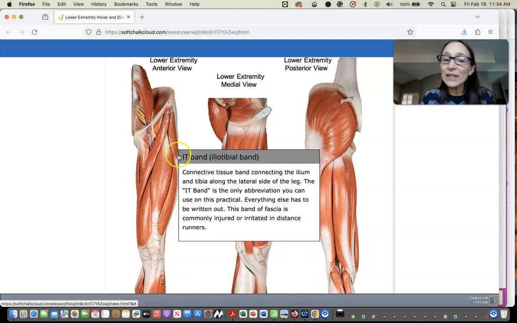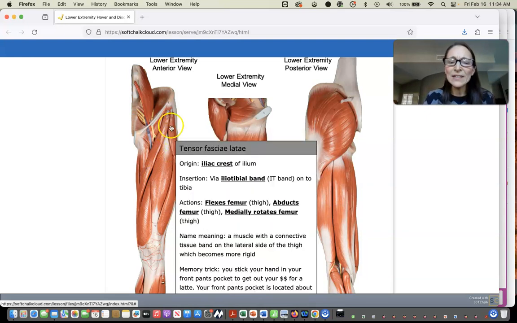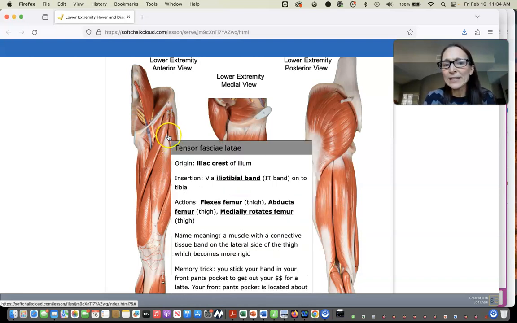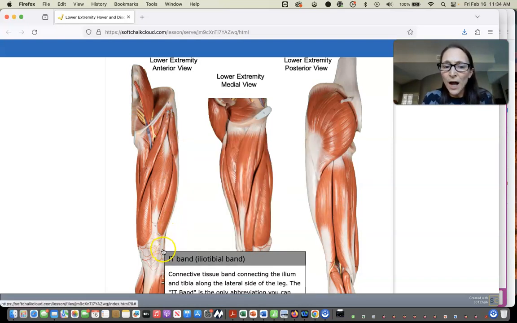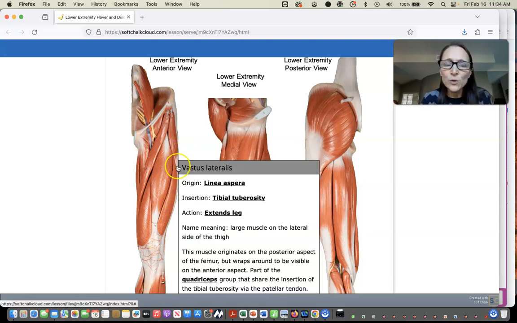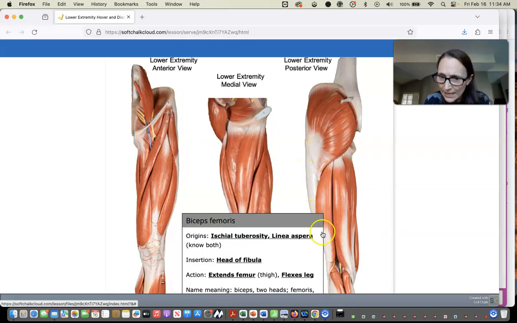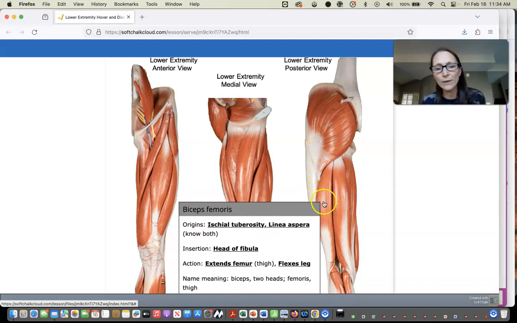And then we have here the tensor fasciae lati. And the tensor fasciae lati is going to insert on the tibia via the IT band, the iliotibial band. So you can look for this iliotibial band as you're working your way around the posterior side on your models, okay? So there's your tensor fasciae lati muscle with its IT band. Here's the IT band. Now we're working our way around.